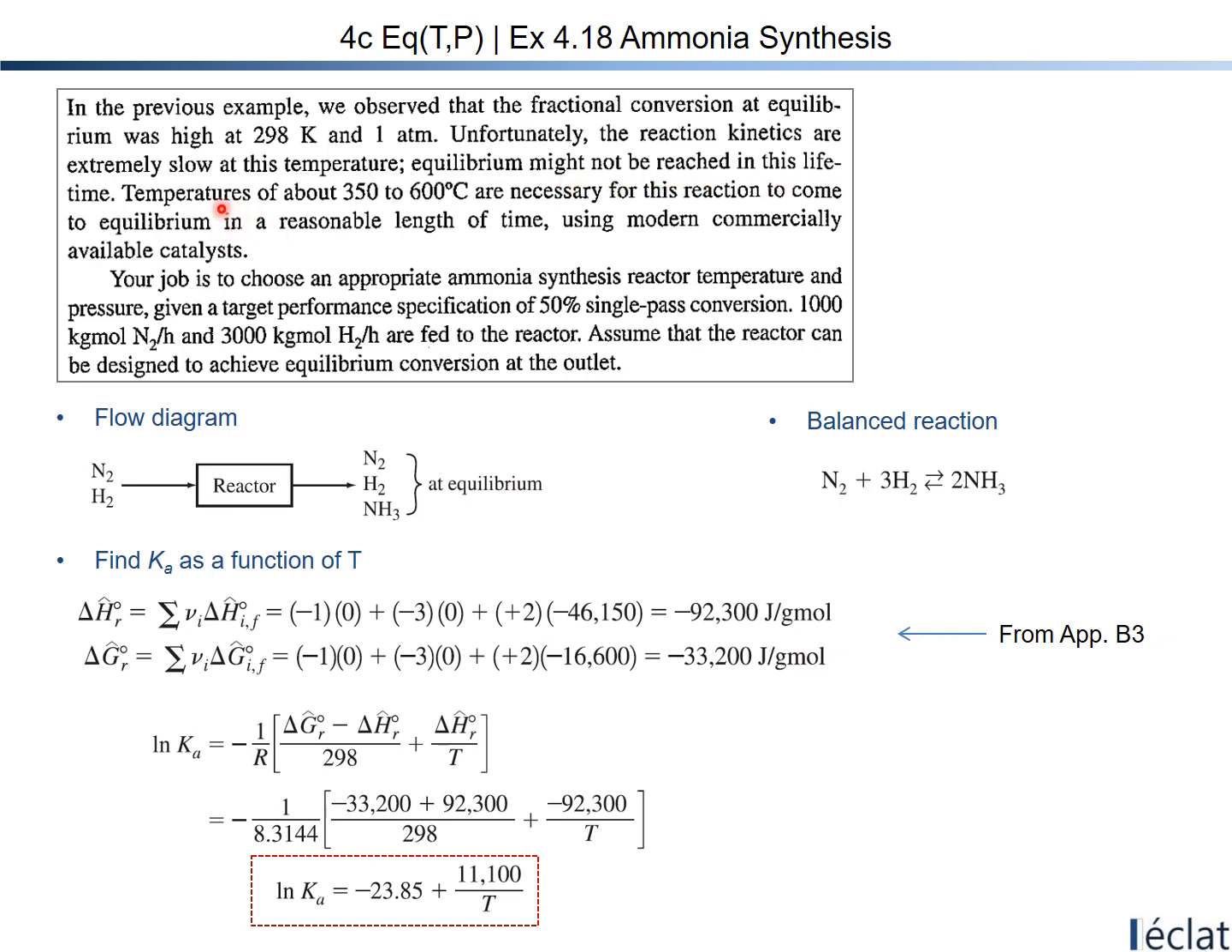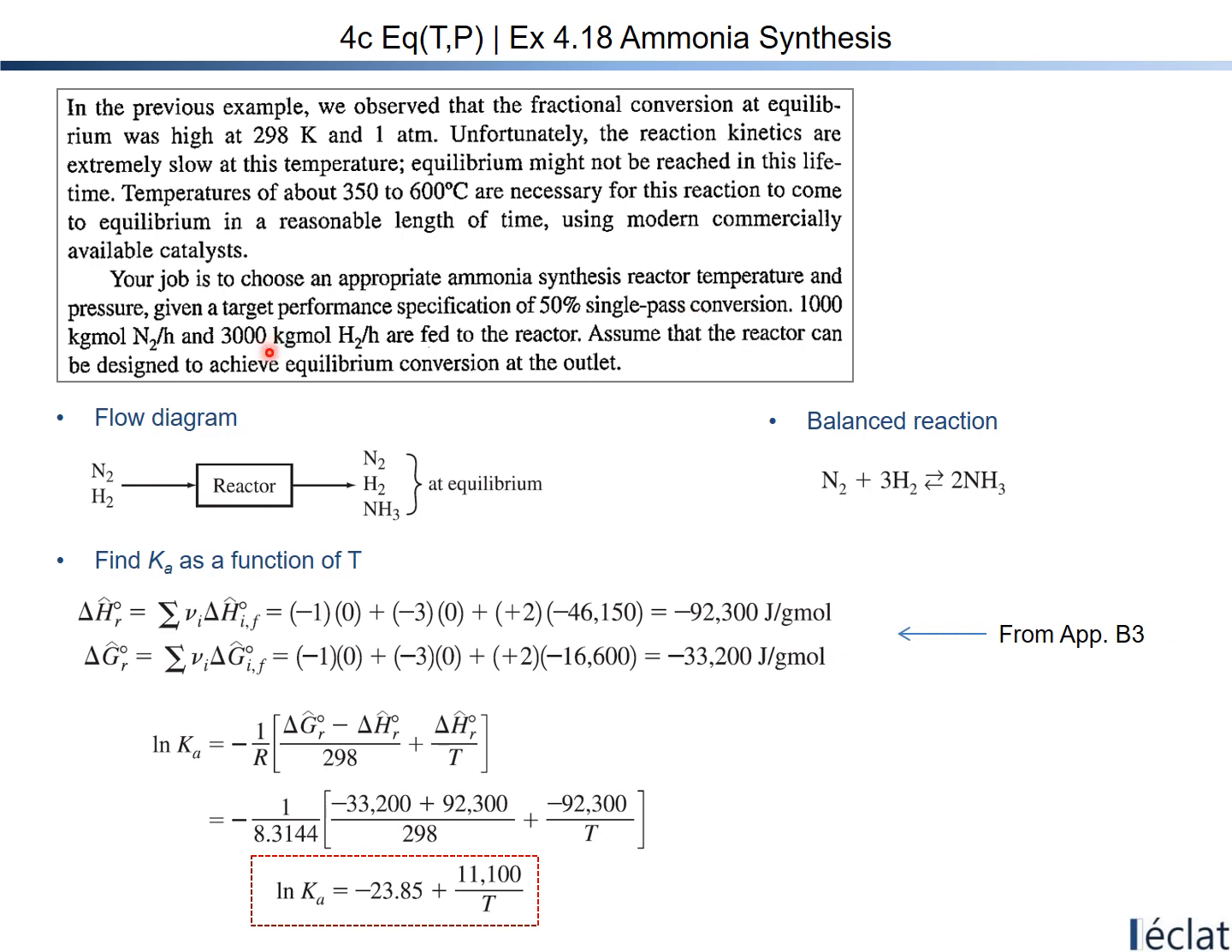Ha ha ha. Temperatures of about 350 to 600 Celsius degree are necessary for this reaction to come to equilibrium in a reasonable length of time using modern commercially available catalysts. Your job is to choose an appropriate ammonia synthesis reactor temperature and pressure, given a target performance specification of 50% single pass conversion, so fractional conversion is 50% for your reactor.